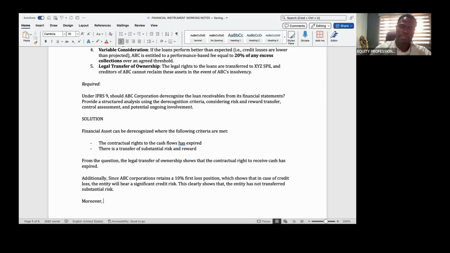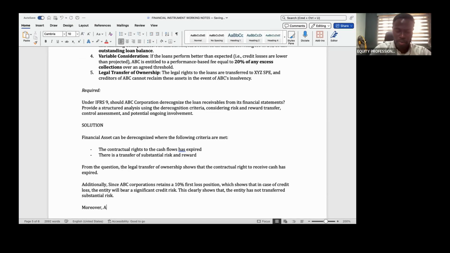Moreover, ABC Corporation will also get a performance-based fee on excess recovery, which shows that the entity still enjoys the reward attributable to these financial assets.